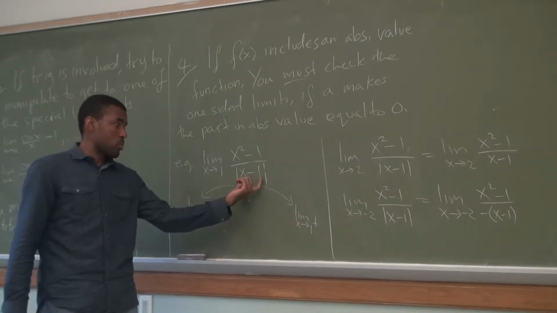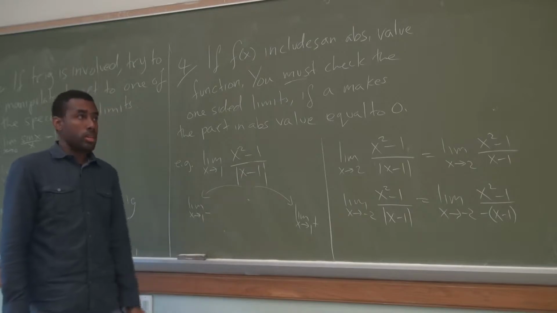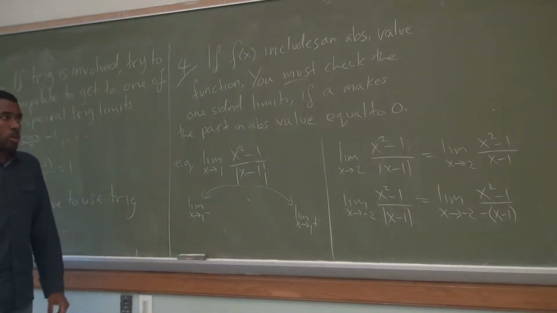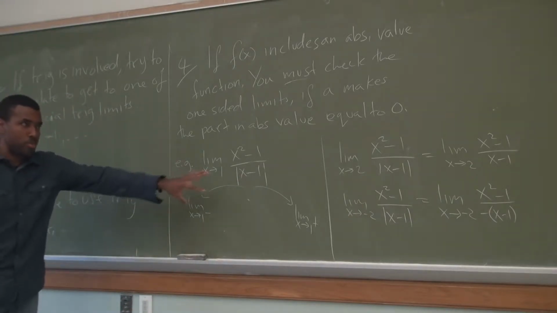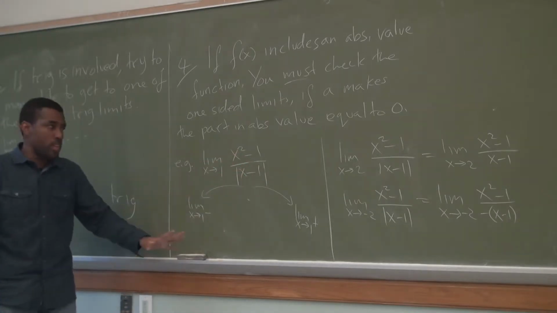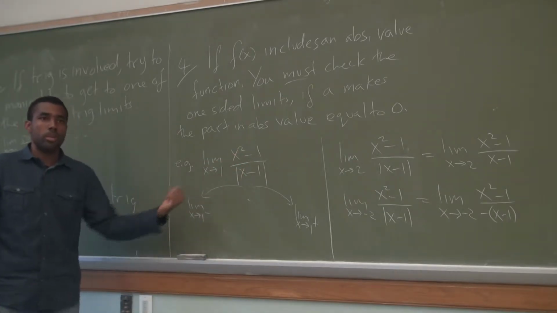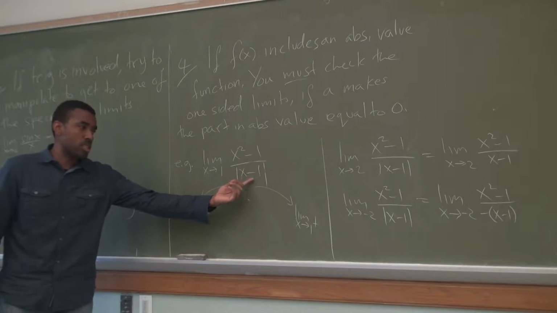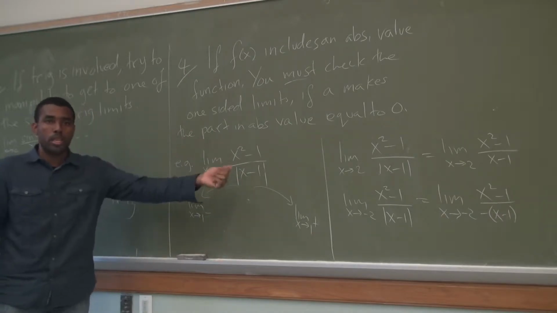You have to check both sides when what's inside is going to 0. So this is something you always have to worry about. Once you see absolute value, you have to check, is the part in absolute value going to 0? If it is, you have to do both-sided limits, because on both sides of where this guy hits 0, we will actually flip the sign.